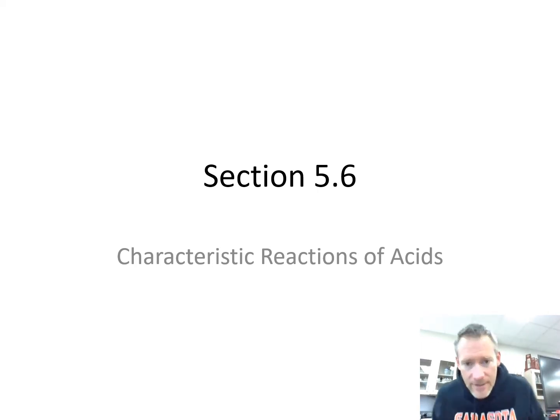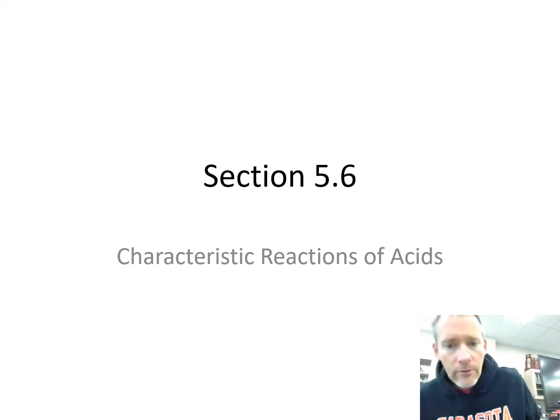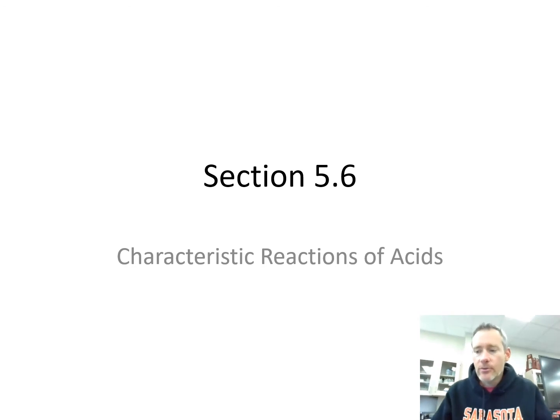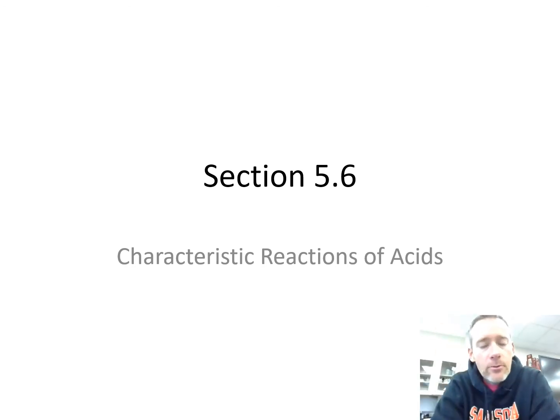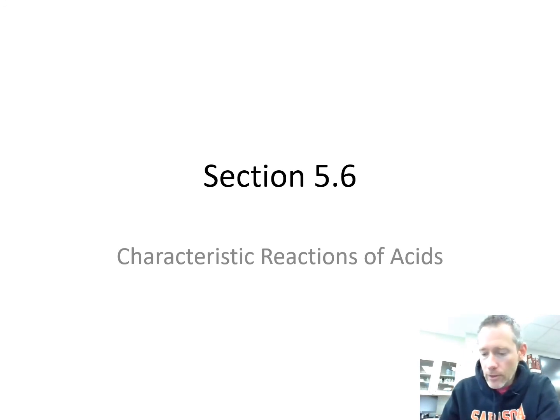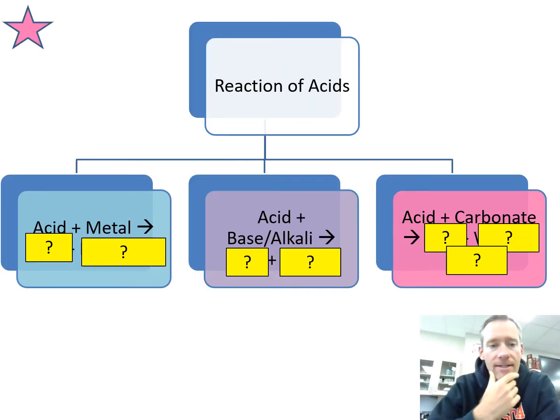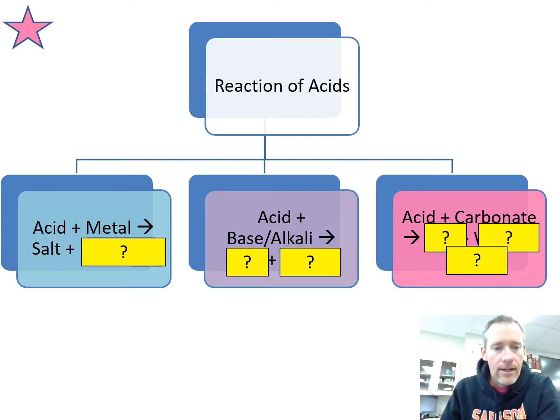All right, this is 5.6. Again, somewhat a review on reactions with acids. Hopefully second time around gets a little more understanding, but we will go through the 3 different types of reactions of acids. So the first one we will discuss is acids and metal.